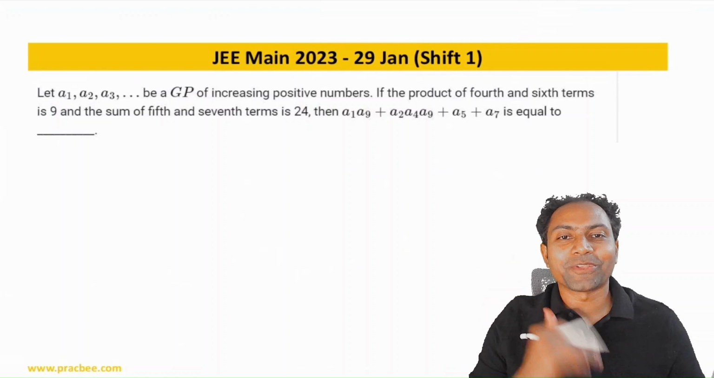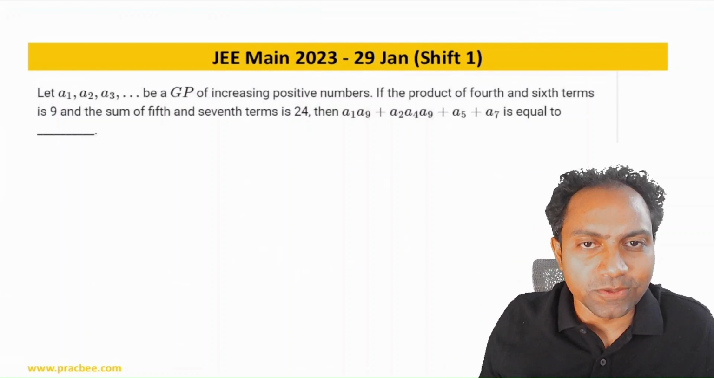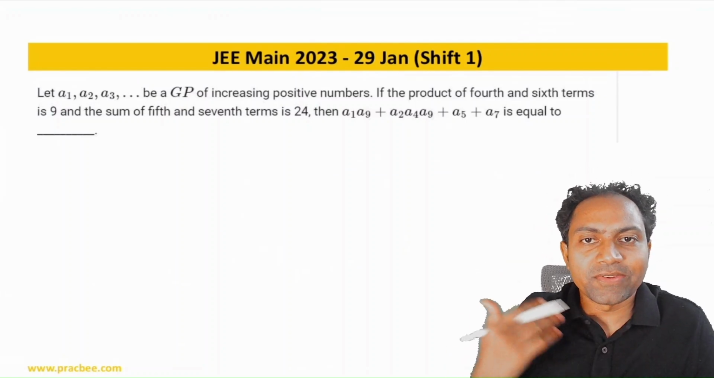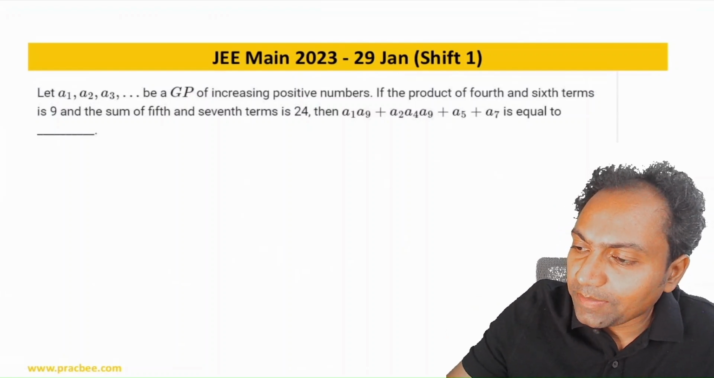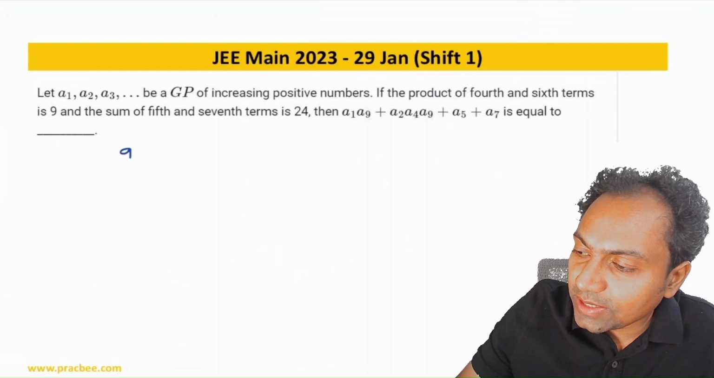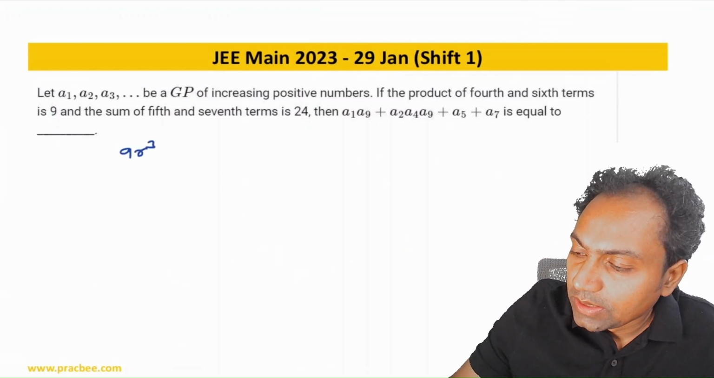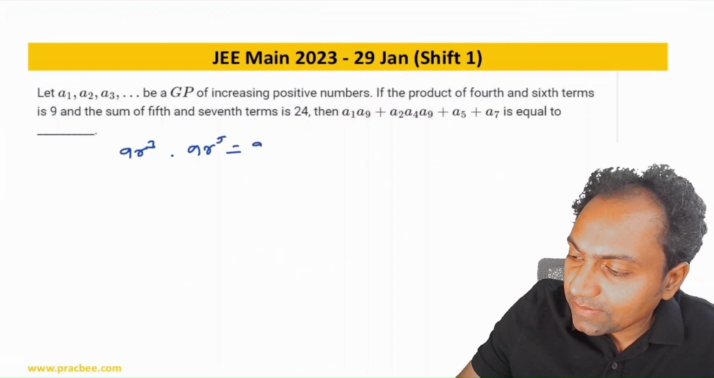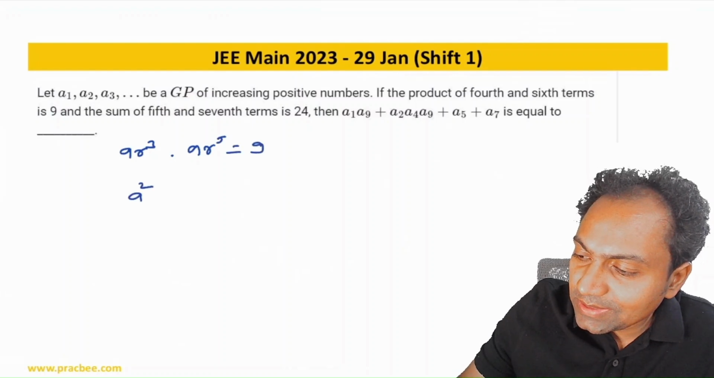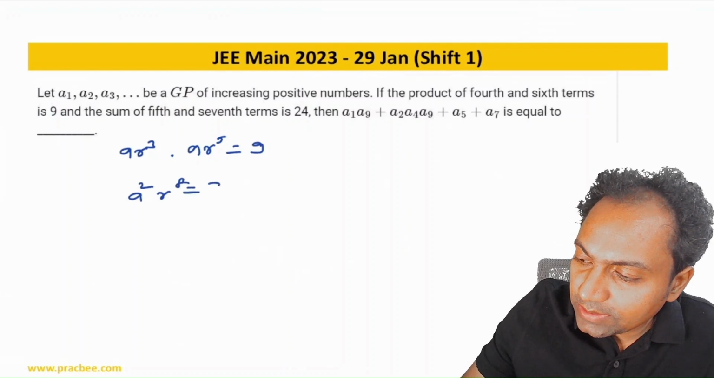Now let us look into the next question. In this 2023 question, they have given a very interesting condition: the product of the fourth and the sixth term. So if I take my first term as A and common ratio as R, the fourth term becomes AR cube into AR raised to the power 5. And this is given as 9. So what we have is A square R raised to the power 8 is equal to 9. This is given to us.